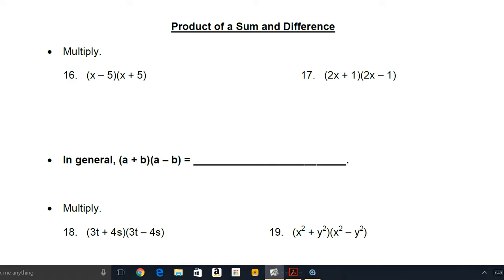So the product of sum and difference is, again, no different than what we've been doing. It's just you can take a little bit of a shortcut. Let me just explain it as I do this problem.